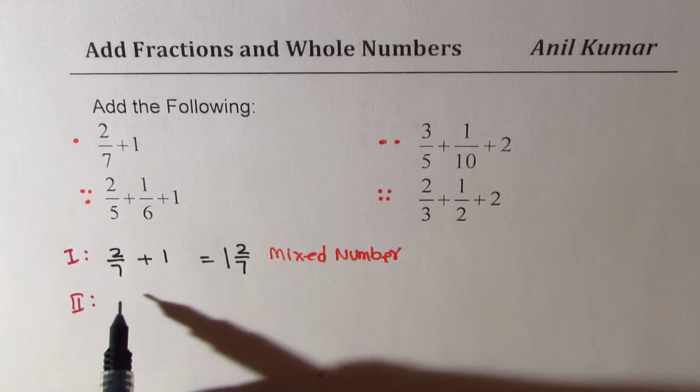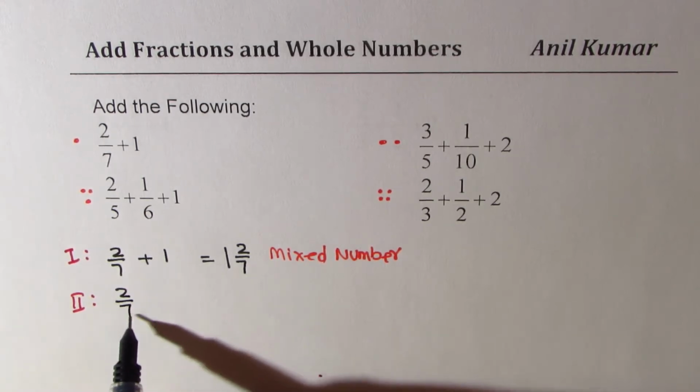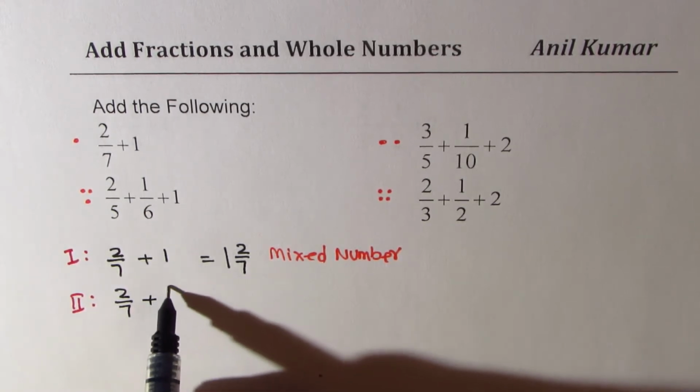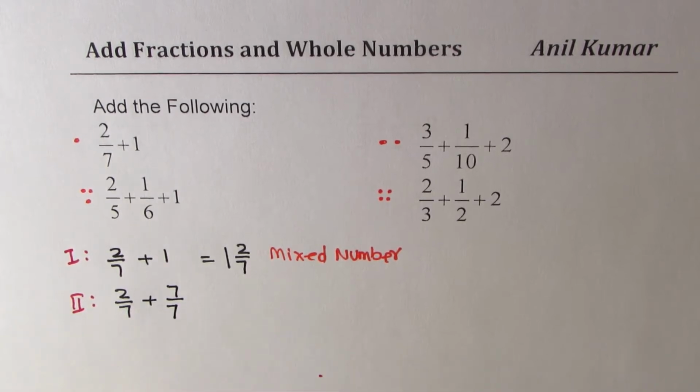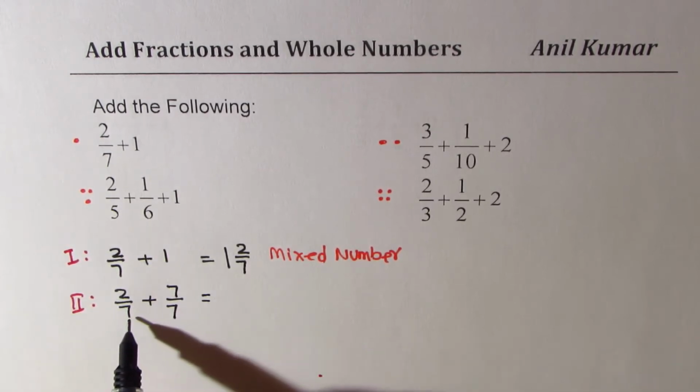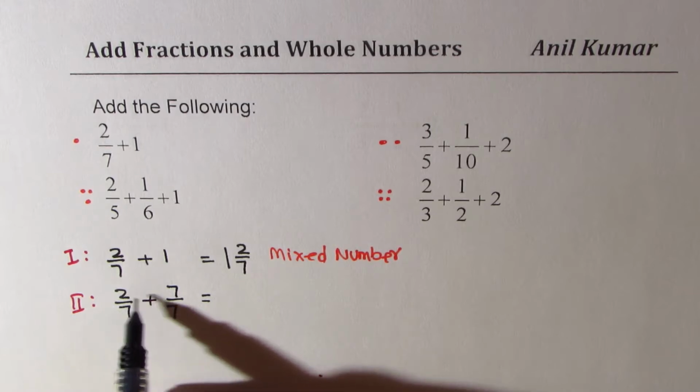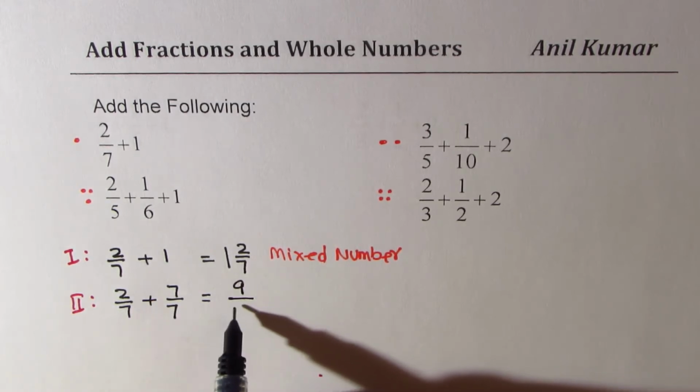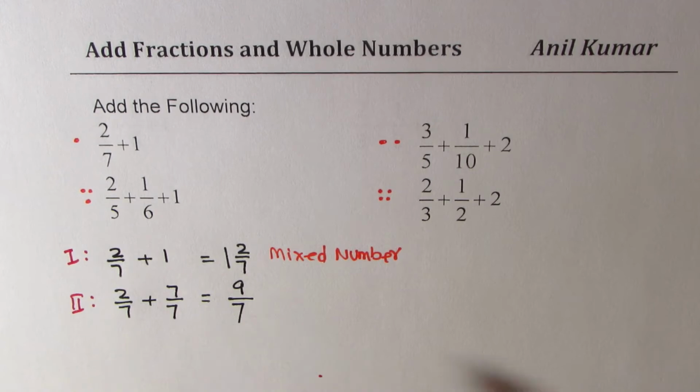We need same denominator, right? So we could write 2 over 7. We could write 1 as 7 over 7. In that case, since we have the same denominators, we can add the numerators. We get 9 over 7. Now, 9 over 7 is improper fraction.